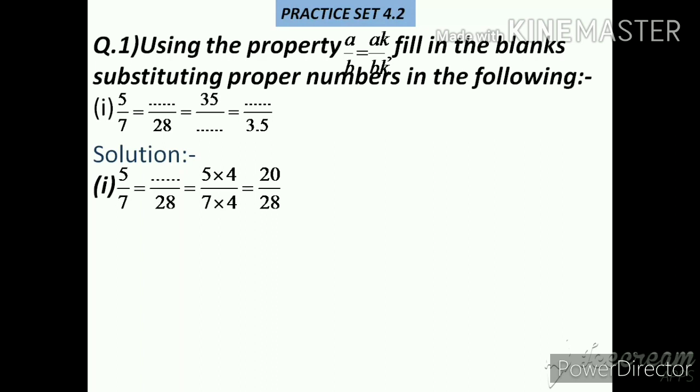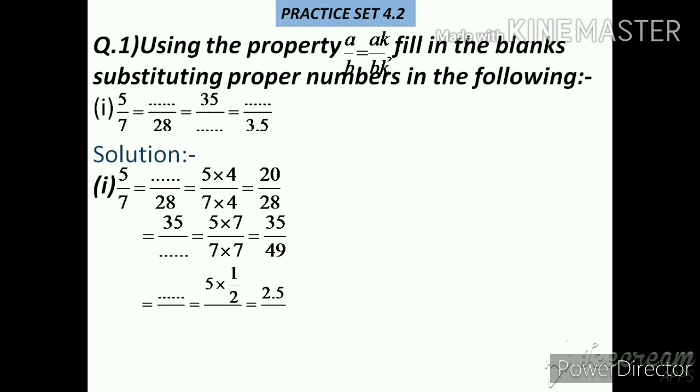Solution, 5 upon 7 equals dash upon 28. In the table of 7, 28 comes with 4, so we multiply the numerator also by 4. 5 into 4 equals 20. 7 into 4 equals 28. Now, the third ratio, 35 upon dash. The second term is not given, children. In the table of 5, 35 comes with 7, so here also we multiply 7 into 7, we get 49.